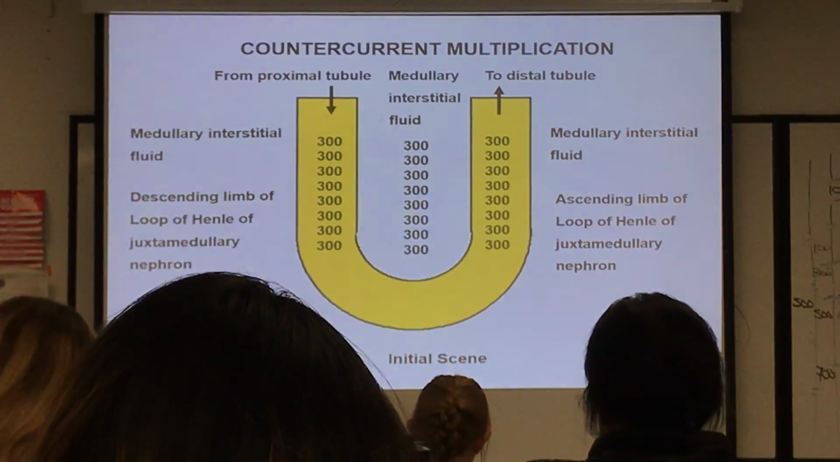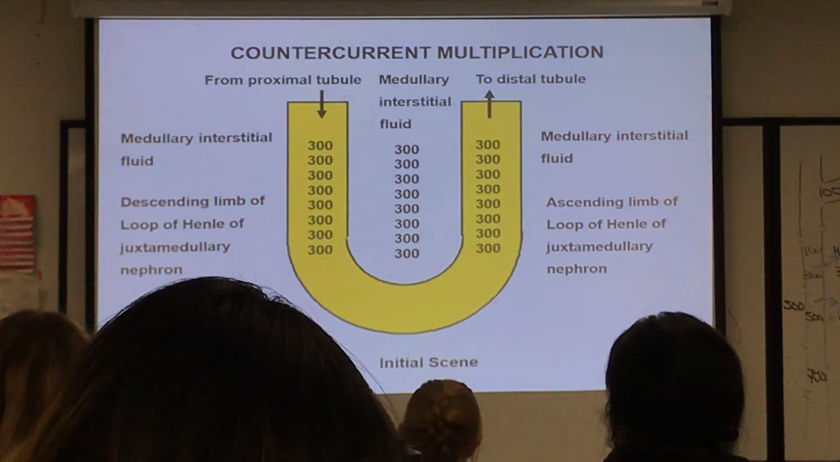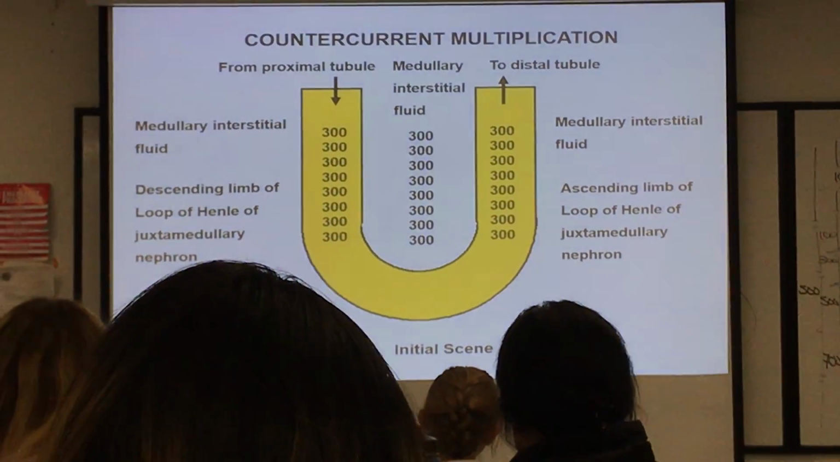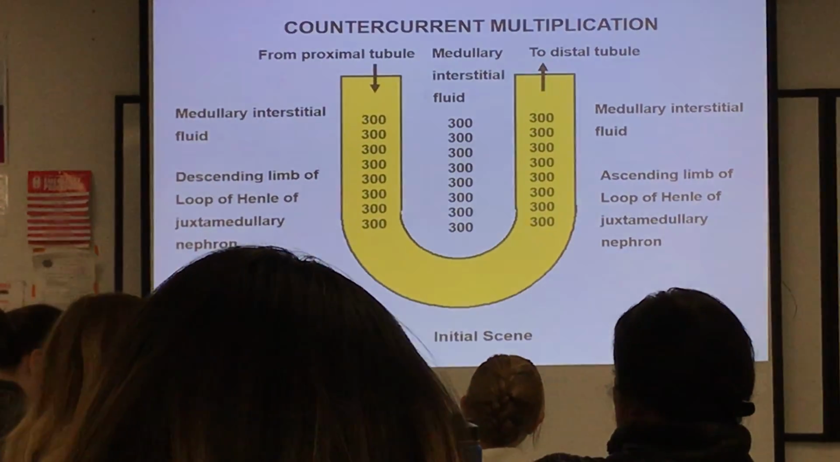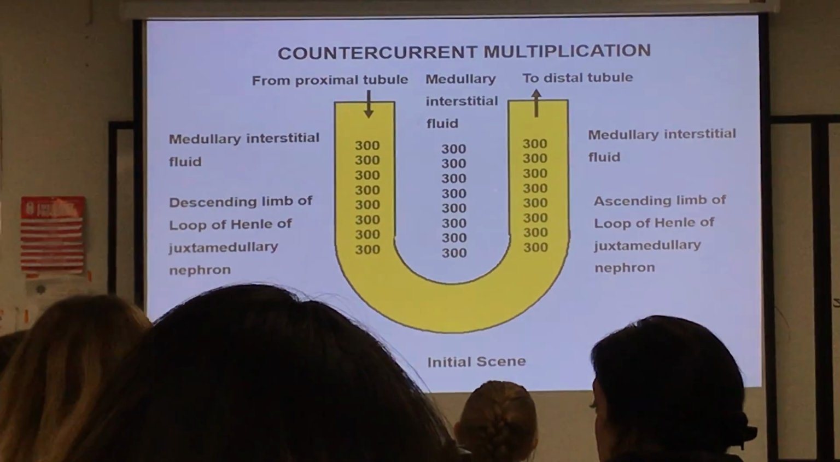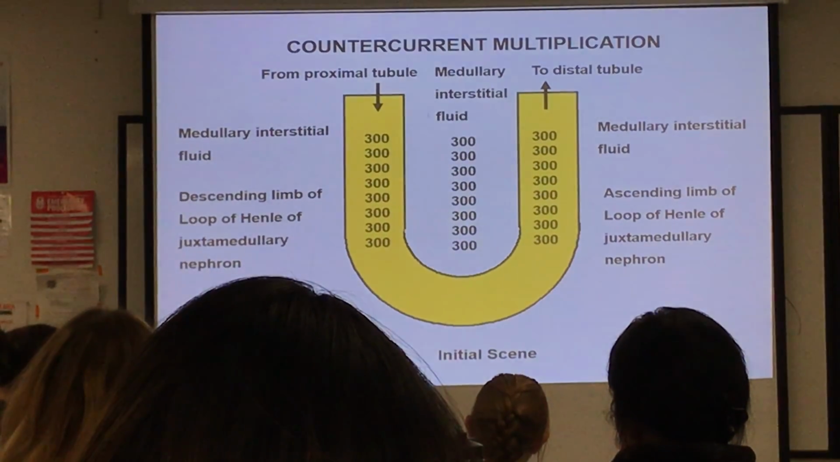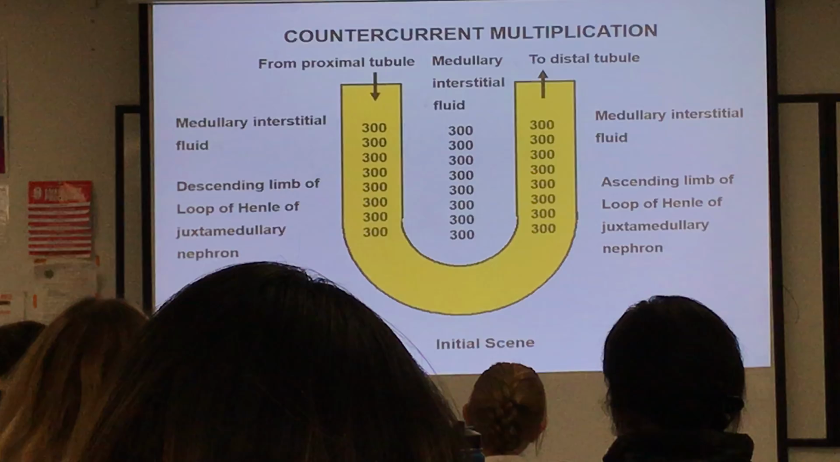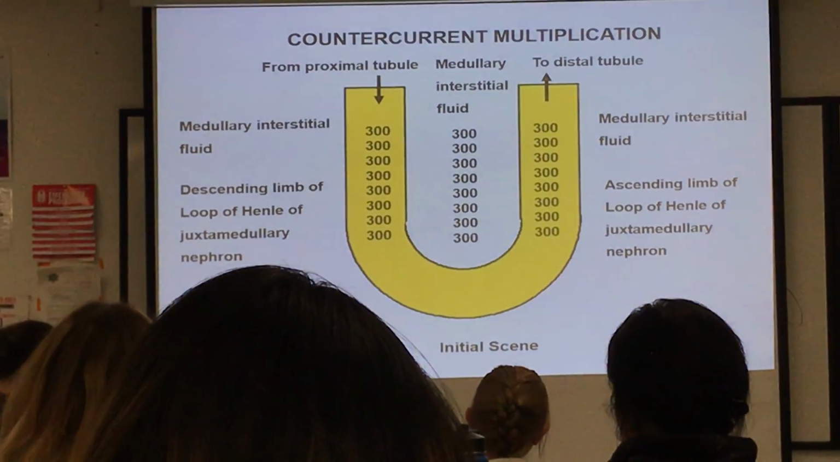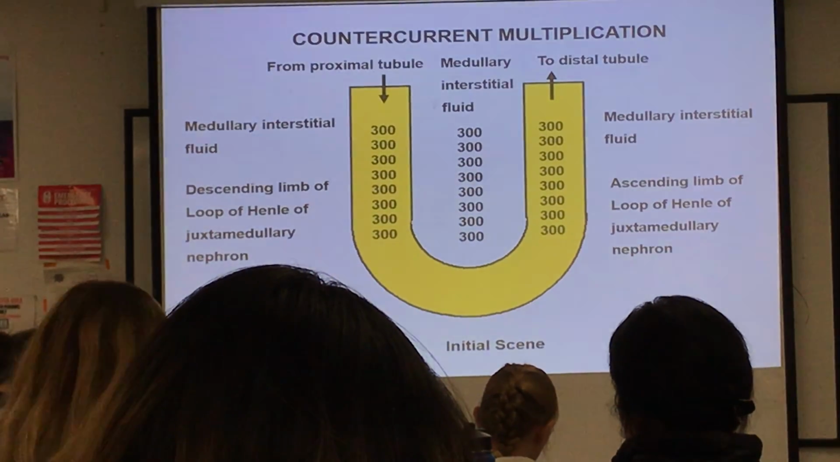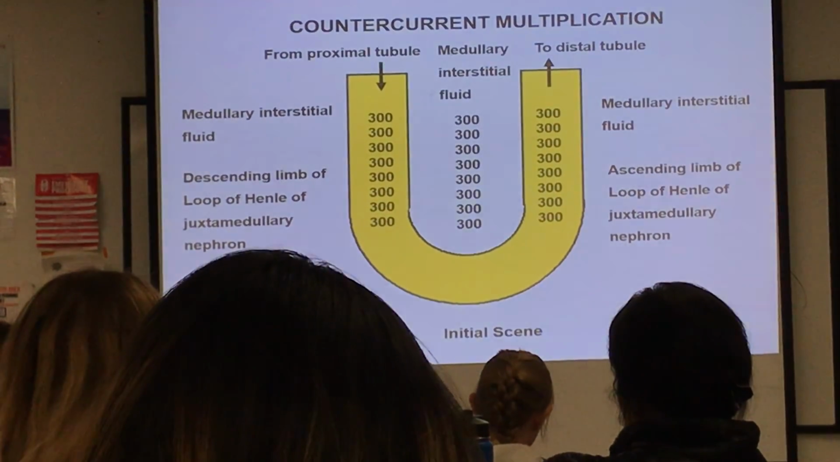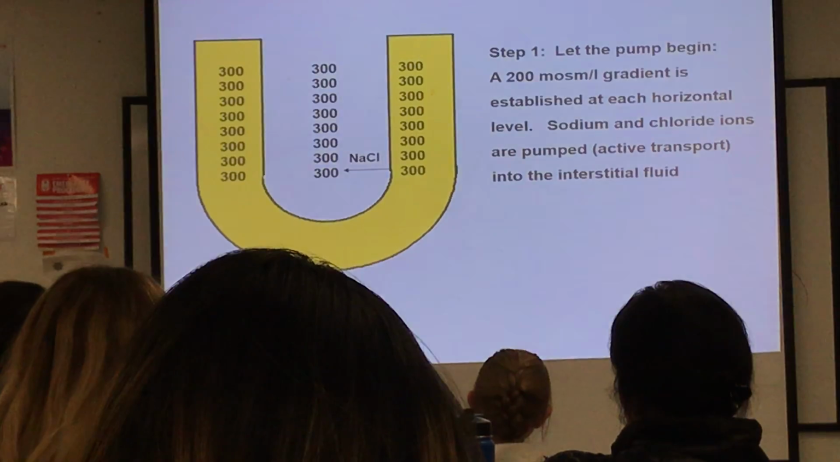So here's the, actually again, I did it backwards because this is now the descending limb and this is the ascending limb, okay? So we're going to start out without the pumps working at all. We're going to fill the descending and ascending limbs of the nephron loop with 300 milliosmol filtrate, okay? So we don't have any pumps working right now. We don't have the countercurrent flow working. Then we turn on our pumps, okay?